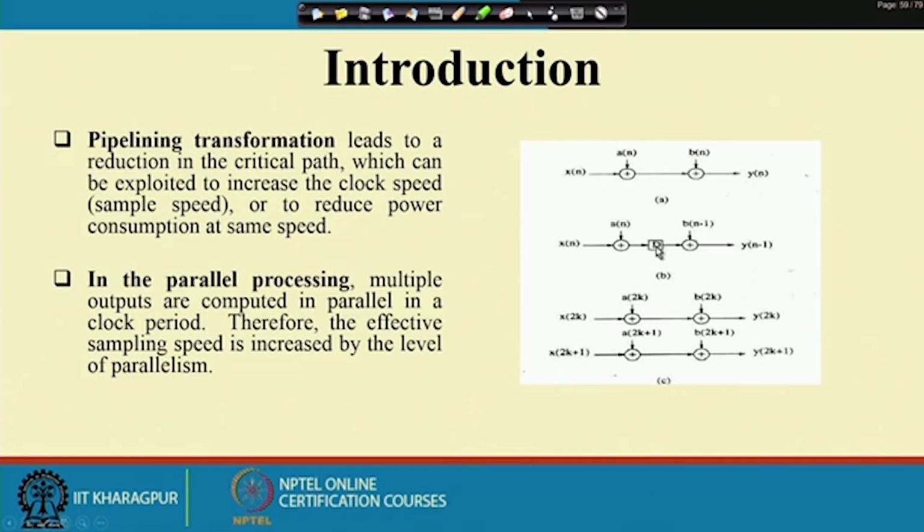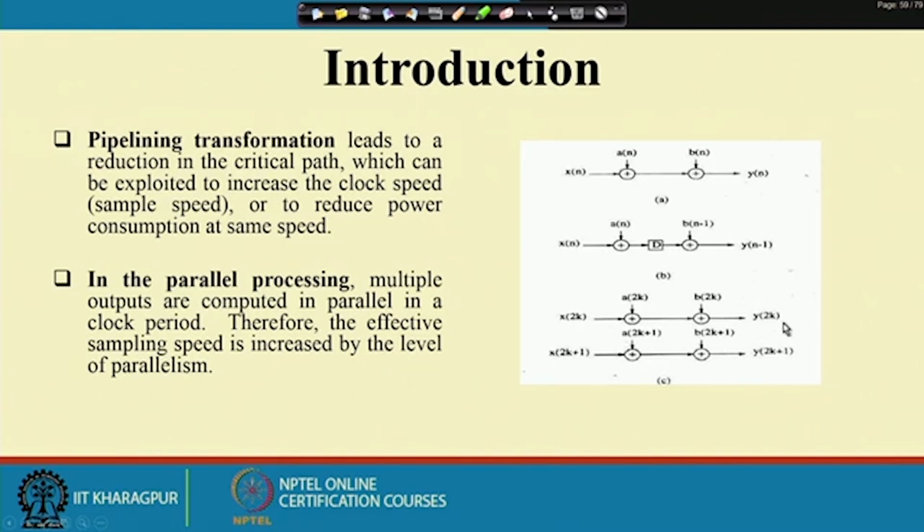This D is nothing but a resistor, so we can ignore those delays, and that is why we can say that 1 nanosecond is the delay for this particular circuit. Now, what we are doing in parallel processing, these two particular elements I have now copied.